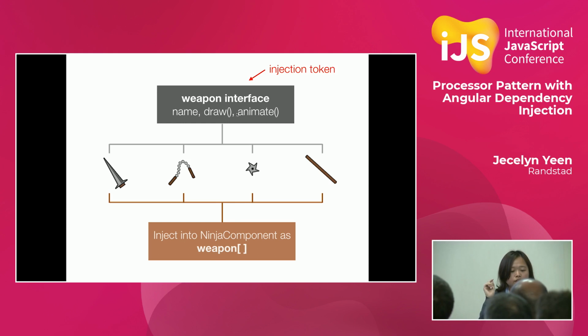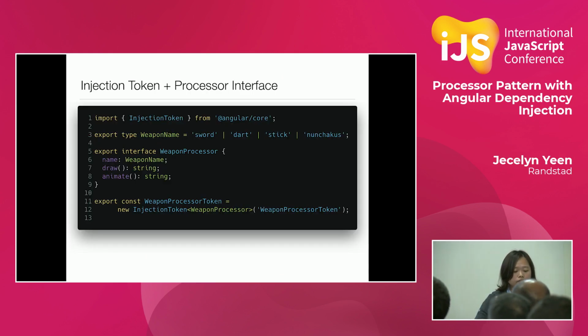We can achieve this weapon interface with something called injection tokens in Angular. We create one injection token, and then we have the 4 implementing classes, which we call processors. For the injection, we can use a multi-provider to achieve this. Let's look into the code.